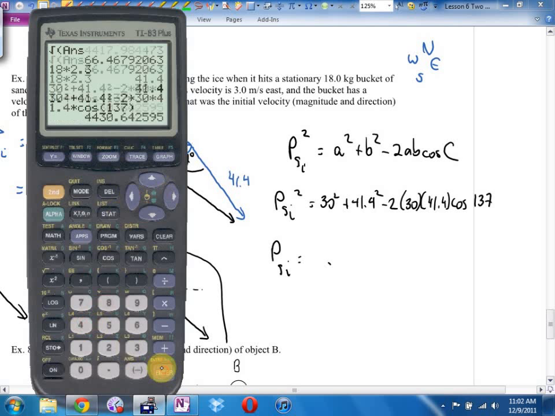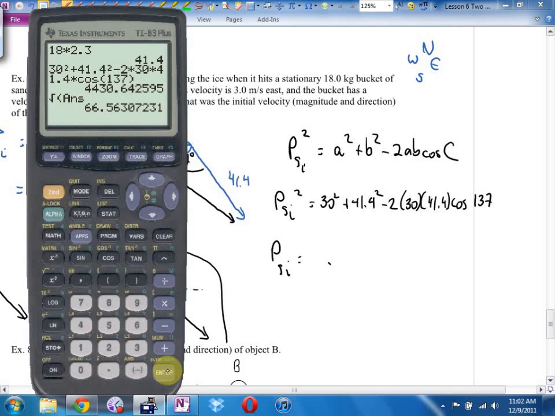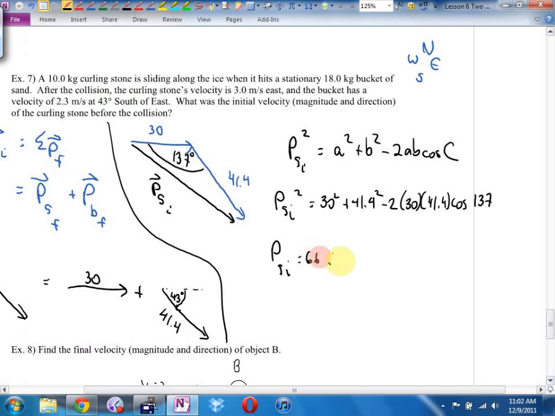How do I find the velocity initial? If I have no momentum, how can I find... Well, first I can find the speed divided by the mass. So I'm running out of room. Velocity of the stone initial is going to be this number divided by the mass of the stone, which was 10. Initial velocity is going to be 6.66.